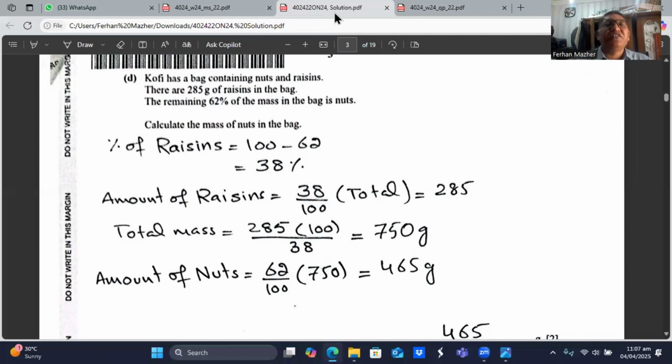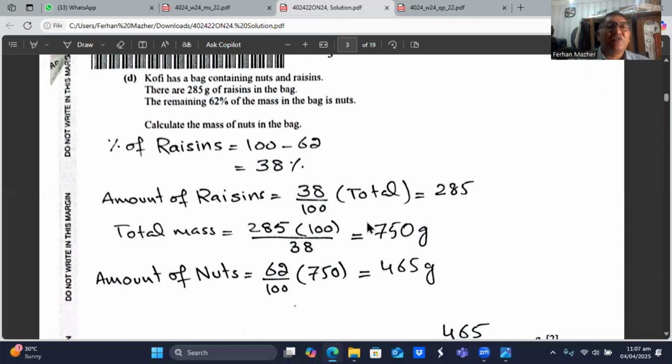So the amount of raisins will be 38% of the total, and that is equal to 285 grams. So from here, I will find out the total mass. The total mass will be equal to 285 multiplied by 100 divided by 38. So that will be 750 grams. So that bag's total mass is 750 grams. Out of it, 285 grams are raisin. So the rest of the thing will be nuts.